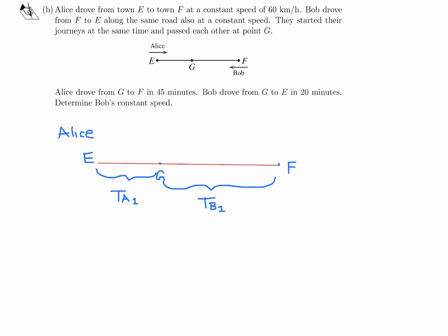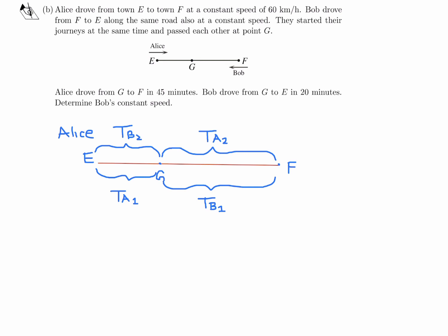Now, in addition, they're talking about 2 other scenarios. The other scenario is Alice driving from G to F. So we have to take that into consideration. So we'll call that TA2, the time that Alice takes to go in the second part of her journey. And then, of course, similarly, that part needs to be discussed. That's when Bob is going from G to E. So I'll call that TB2. All right, so far so good.